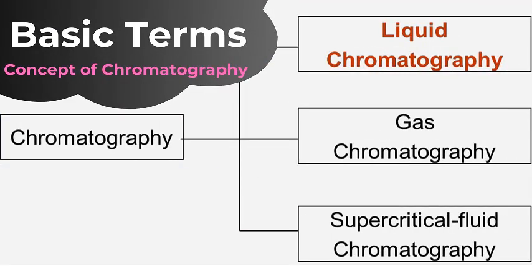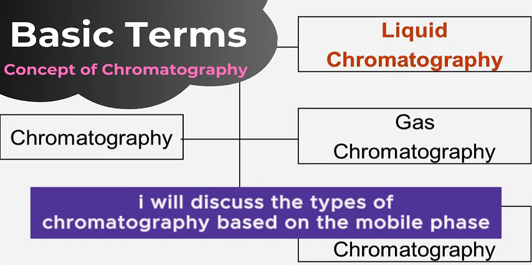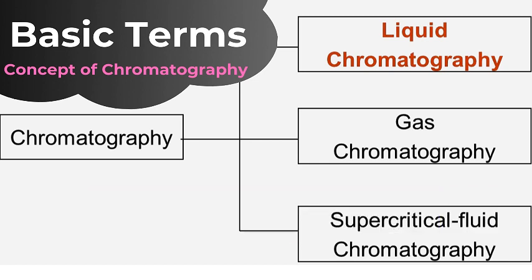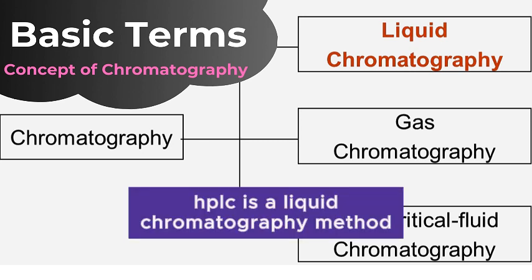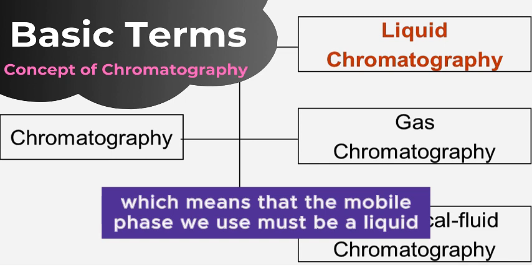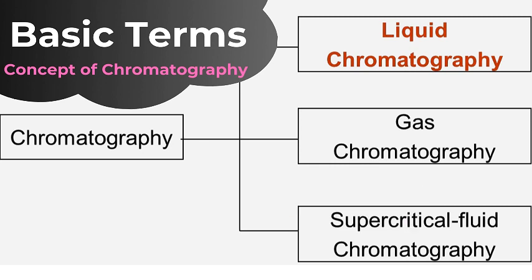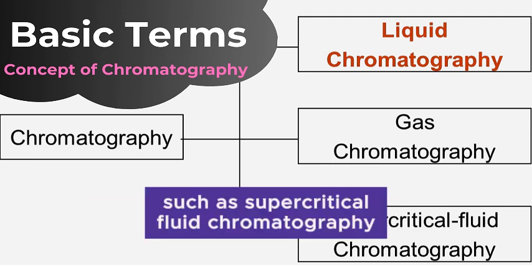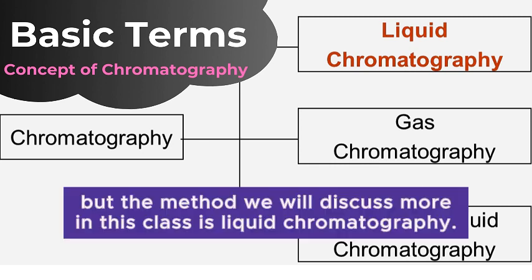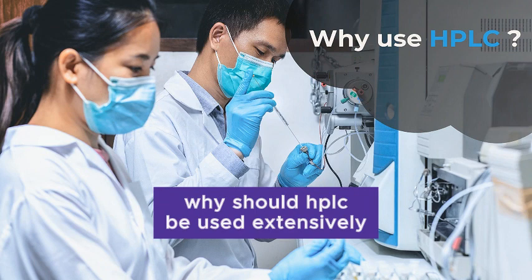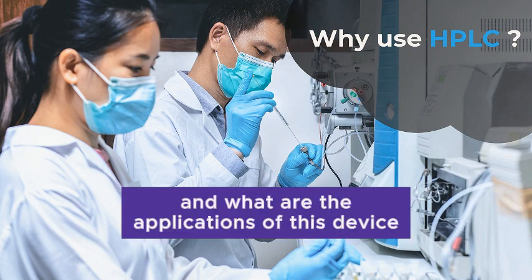In the following, I will discuss the types of chromatography based on the mobile phase. The most well-known chromatography method is HPLC, high-performance liquid chromatography. HPLC is a liquid chromatography method, which means that the mobile phase we use must be a liquid. Another widely used method is gas chromatography. There are other methods as well, such as supercritical fluid chromatography, but the method we will discuss more in this class is liquid chromatography.